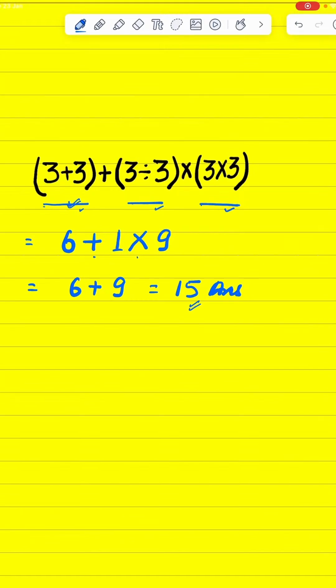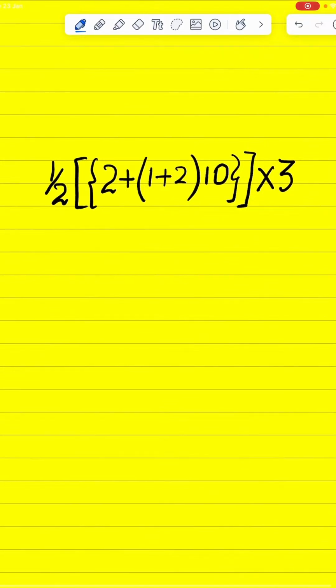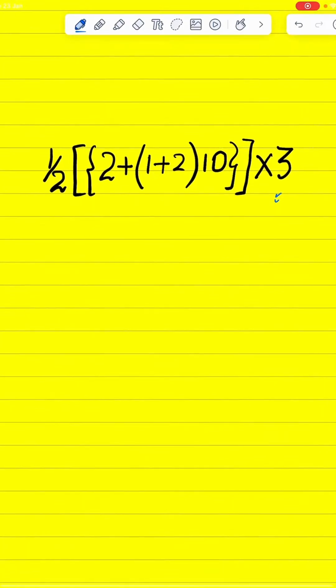What about this type of question where we have a curly bracket also, a smaller bracket also, and some operation outside of the bracket also? Let's try solving this. So first write other operations as they are. So 1 upon 2, then bracket, then curly bracket, then 2 plus. Now first we solve the smaller bracket. So 1 plus 2 is 3, write 3. And since here we have no symbol, that means here we have multiplication. So here you write 3 times 10, then middle bracket closed, and then the box bracket, then times 3.